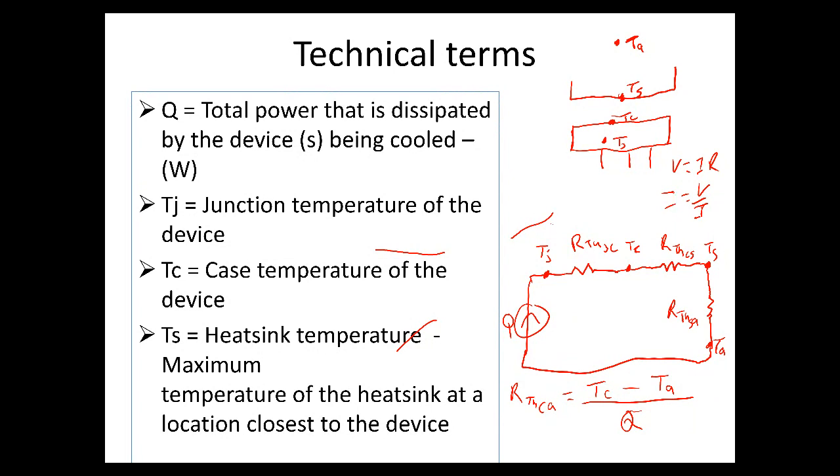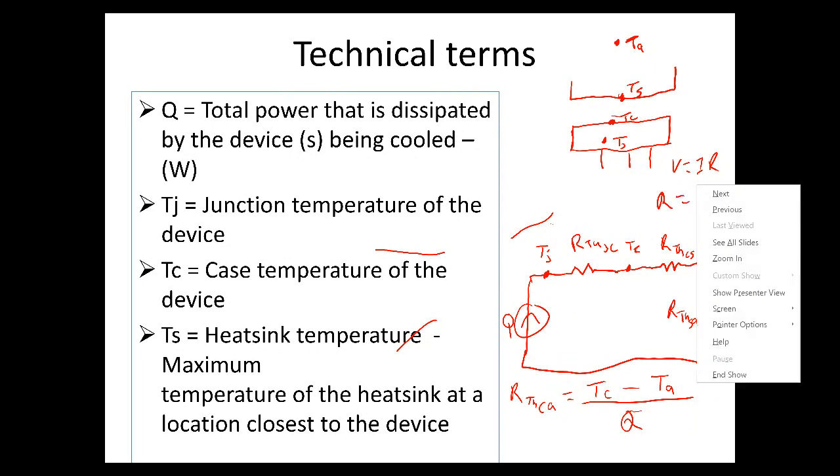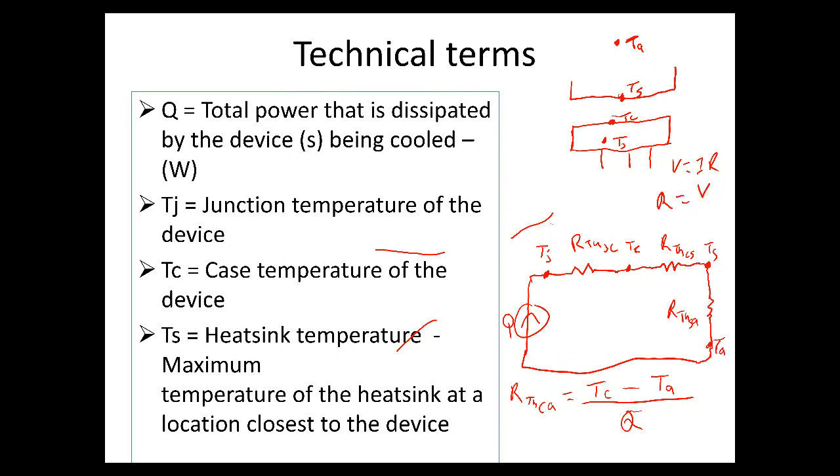I should put R here. So we want the thermal resistance, R equals V over I. So it's the same thing happening here. All right, let me check if you really understand what is happening.